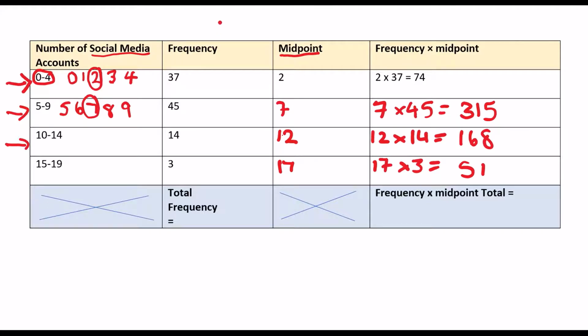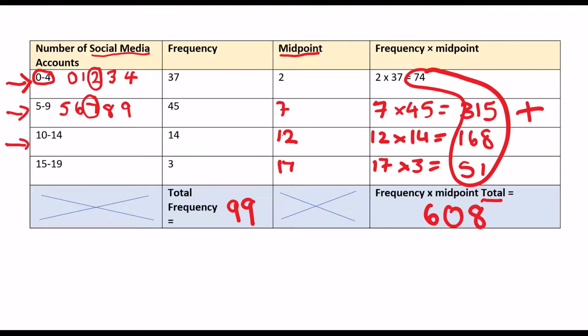So let's do some totaling. The total frequency, which is the number of people involved, we already said was 99 people. What we need to know now is how many social media accounts. This is why it says frequency times midpoint total. It doesn't want you to do more timesing, we've done that already. It wants the total. So we want this 74, these numbers here. We're going to add them all together and we get 608. So 99 people involved, and we think out of all these people together, they have 608 social media accounts.